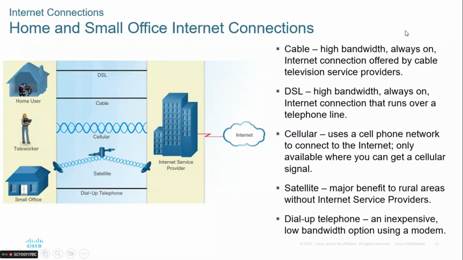You can see there is a cable. It can be connected through a cable. High bandwidth, always on internet connections offered by cable television service providers. DSL, high bandwidth, always on internet connection that runs over the telephone. We've got cellular, uses a cell phone network to connect to the internet, only available where you can get a cellular signal.